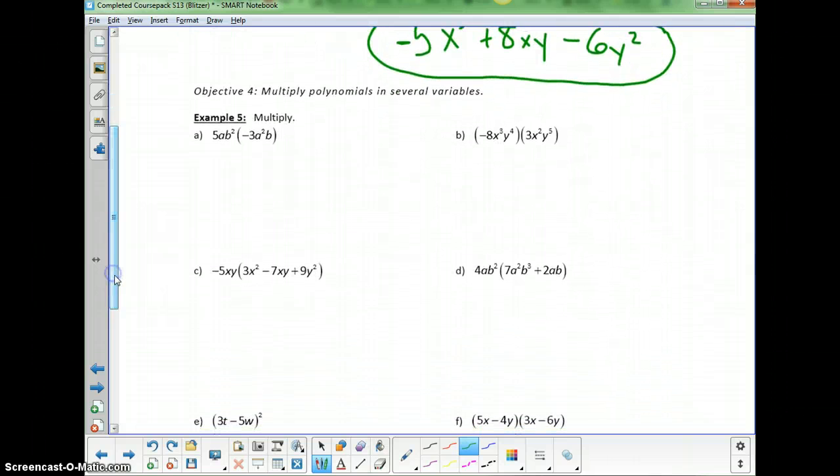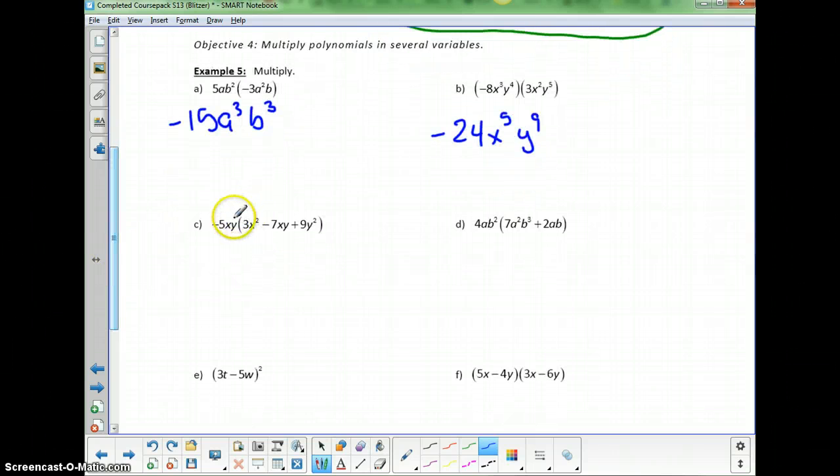Alright, and then we'll look at some multiplications here, using the distributive property or multiplying monomials together. 5ab squared times negative 3a squared b will be negative 15 a to the 1 plus 2 more is 3, a cubed b cubed. 2 and 1 more is 3. There's no distributing to do here since there's just one term each, so multiply them together. 8 times negative 3 is negative 24. X to the 3 and 2 is 5. Y to the 9th.